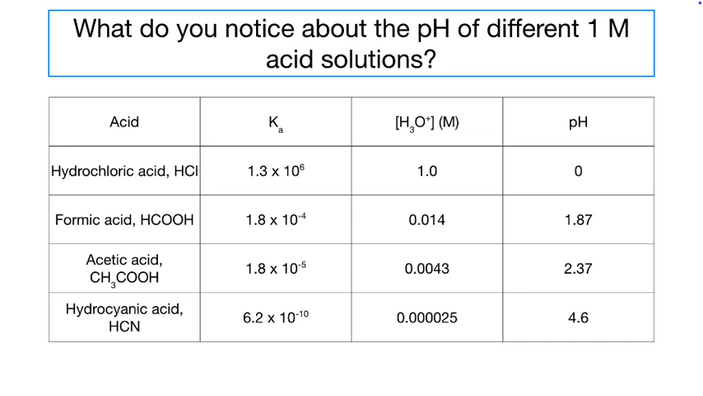Okay. Table of a bunch of different acids. What do you notice about the pH of different 1 molar acid solutions? This is a blue box, so you should be talking at your table. What do you notice? Go through and look at the columns within the table, look at the acids, look at all the stuff. Tell your people at your table what you see.